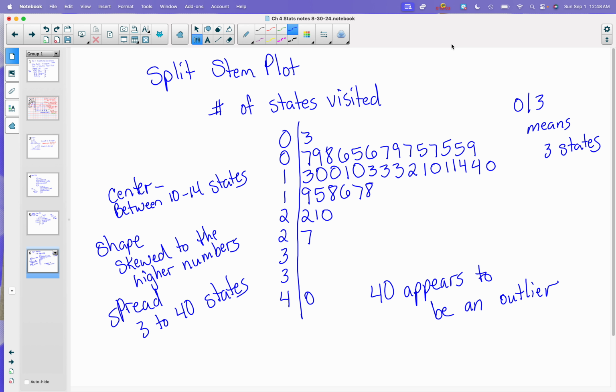So that was actually all I wanted to cover, just to talk about stem plots, back-to-back stem plots and split stem plots. I know that some of the problems that you'll start on before I'm back, you'll be working with those types of plots.